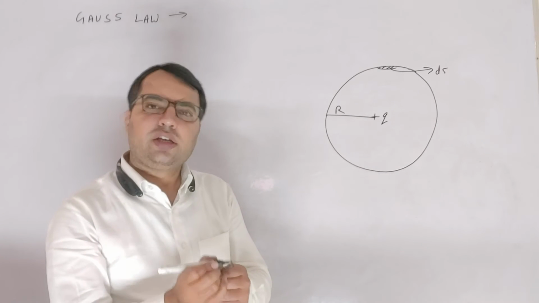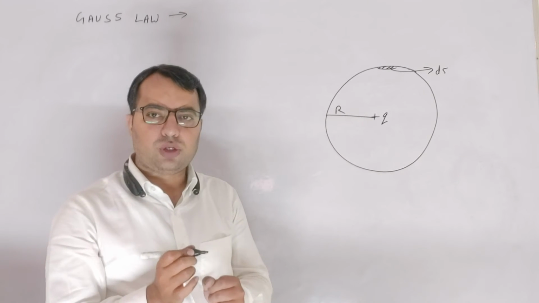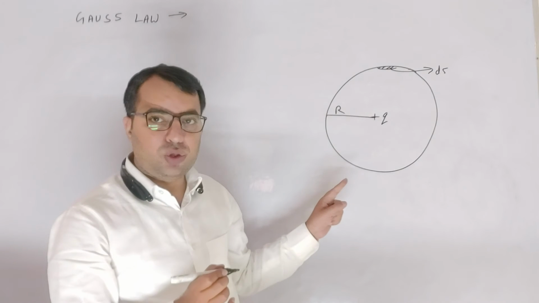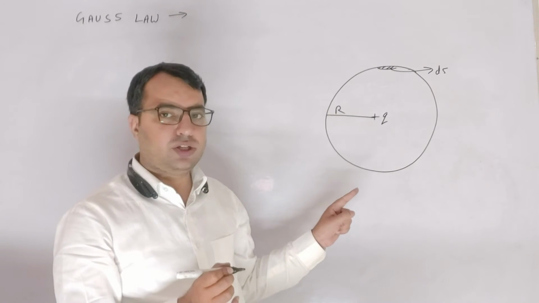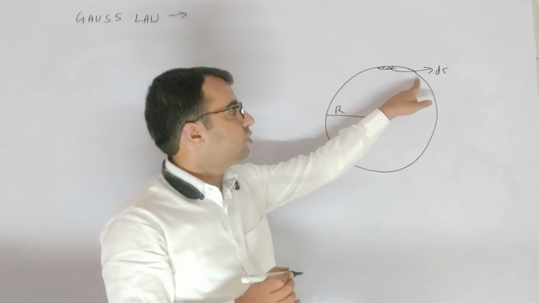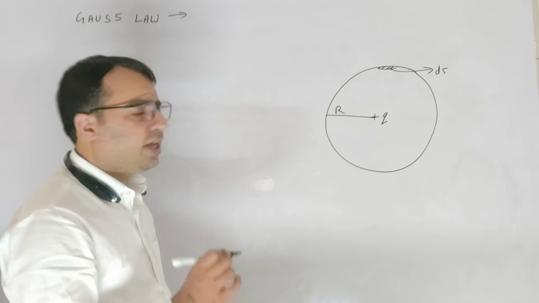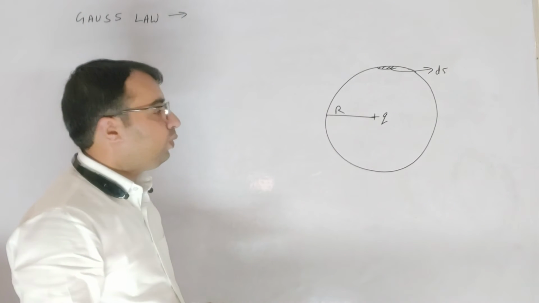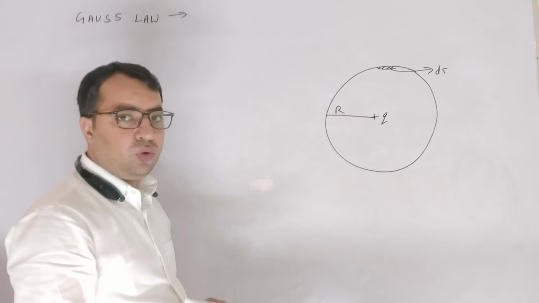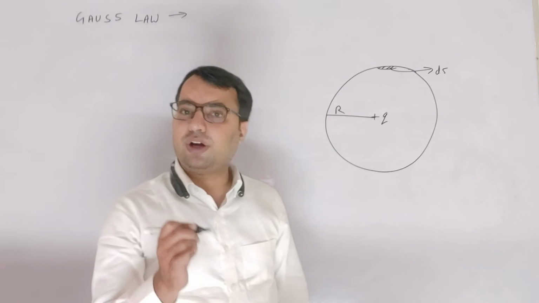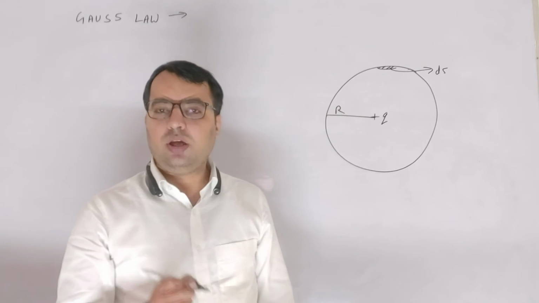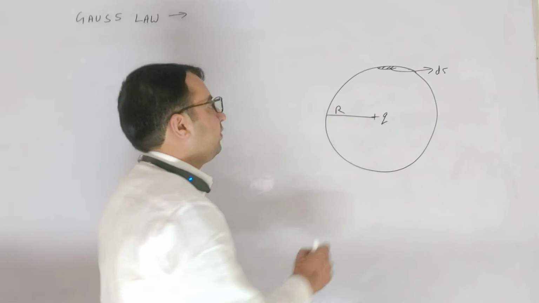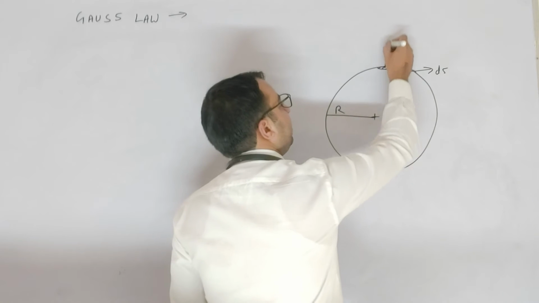ds is so small that it is approaching 0. I once again repeat, ds is approaching 0. It's nearby 0, it's not exactly 0. So this is a small area which I have considered anywhere on the sphere. So what will be the area vector? As we all know, the direction of the area will be radially outward. It will be moving outward from the surface. So what will be the direction of the area vector?